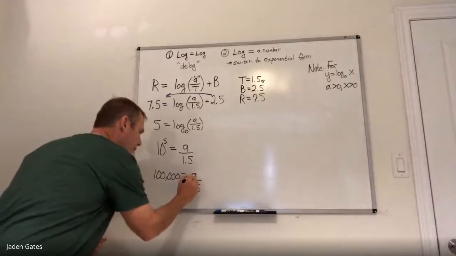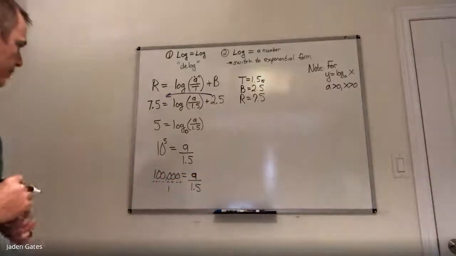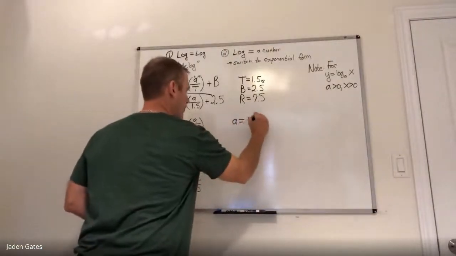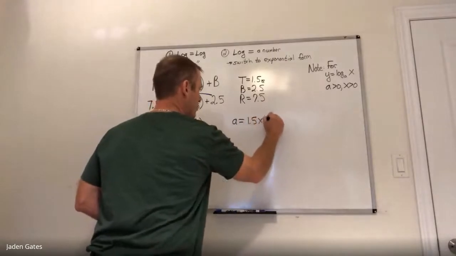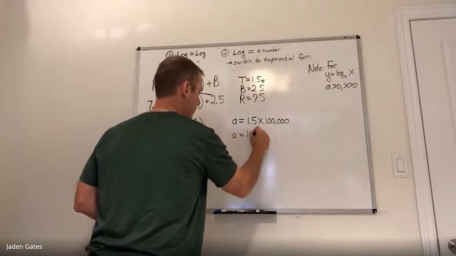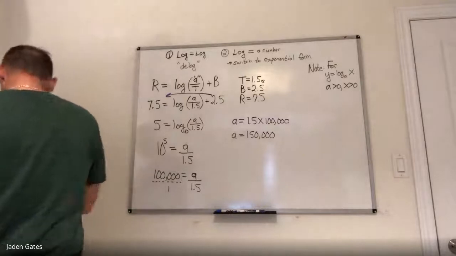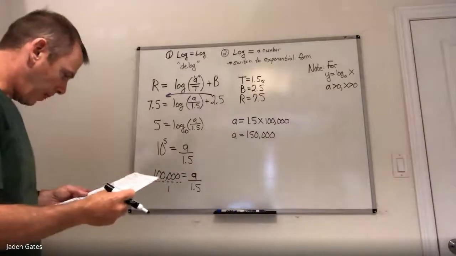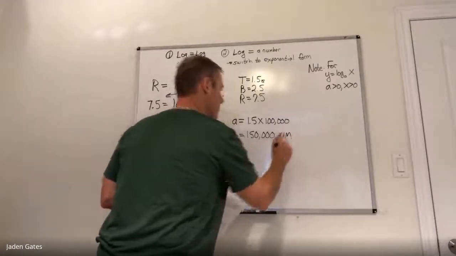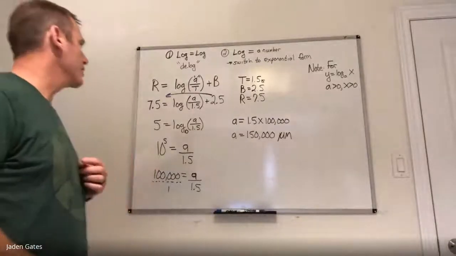That's an A. It kind of looks like a 9 there. Again, I like fraction equaling a fraction here to solve. And so A is just going to be 1.5 times 100,000, which has to be 150,000. And what are our units here? A is our ground motion in micrometers, which is 1/1,000,000th of a meter. That's what a micrometer is.